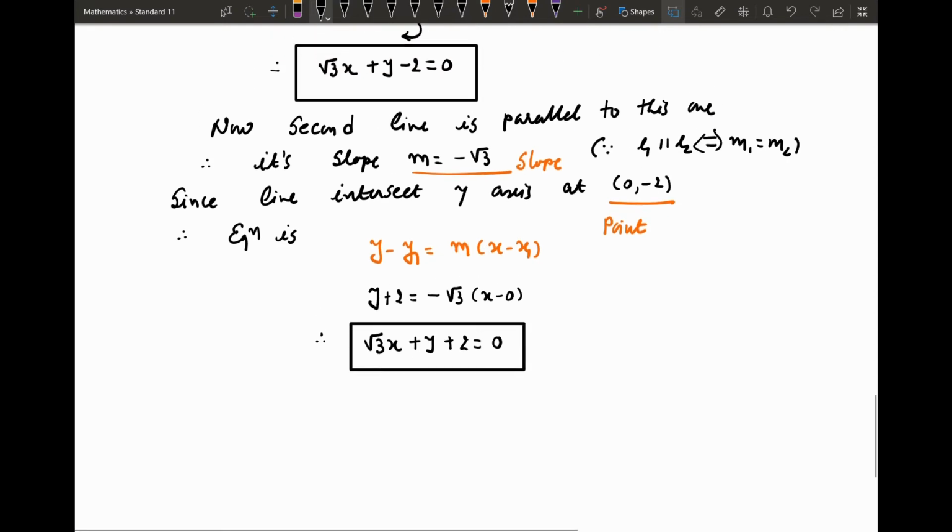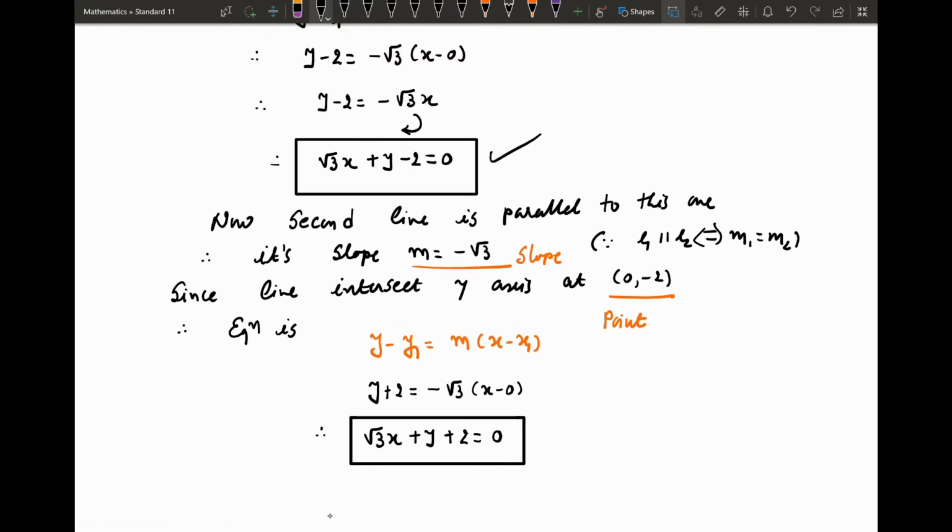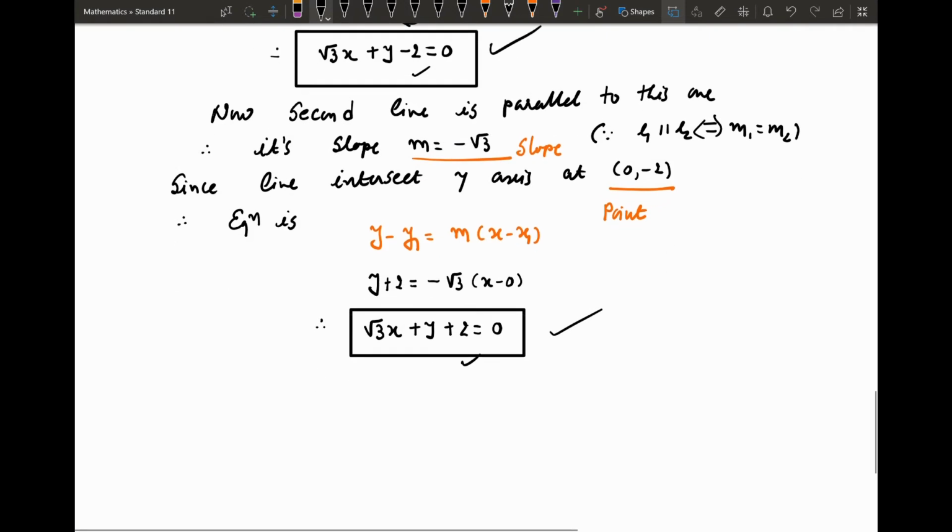Now you observe that these two lines are parallel, and if two lines are parallel, then only the constant term is different. So you can note that in these two equations, since the two lines are parallel, only the constant term, here plus 2 and here minus 2, is different.